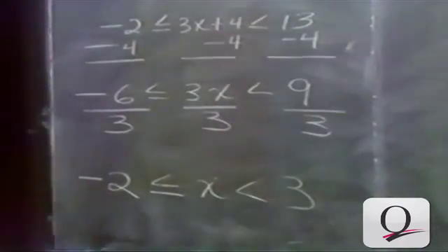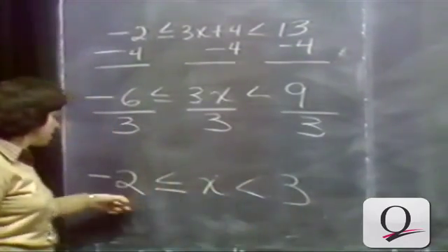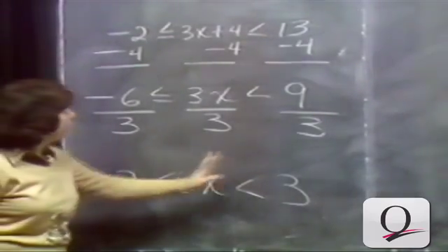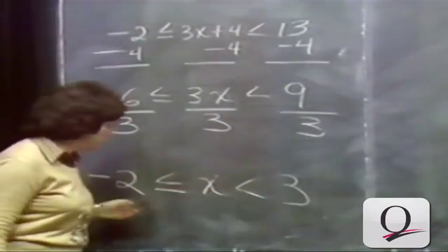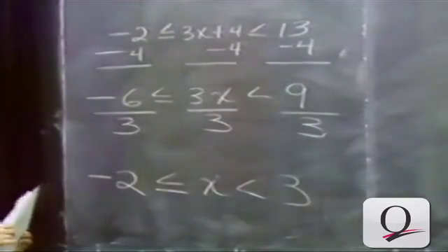So where are those values for which this is a true statement? Between minus 2 and 3, possibly equal to minus 2, but strictly less than 3. Substituting any value for x between minus 2 and 3, like this, will make this one a true statement.